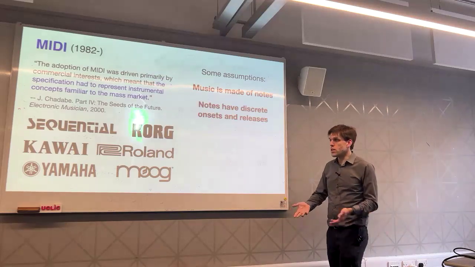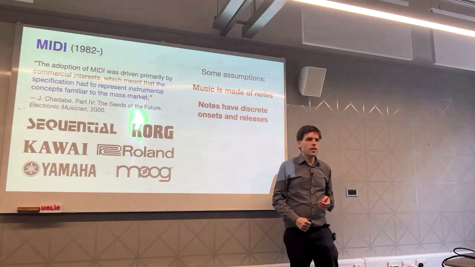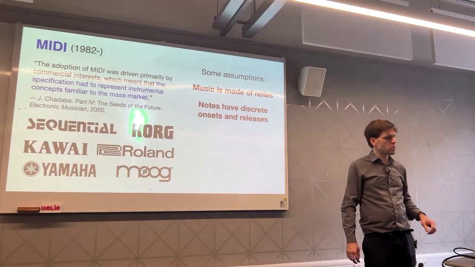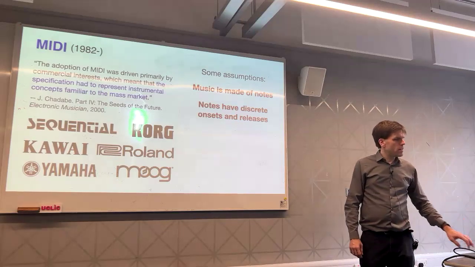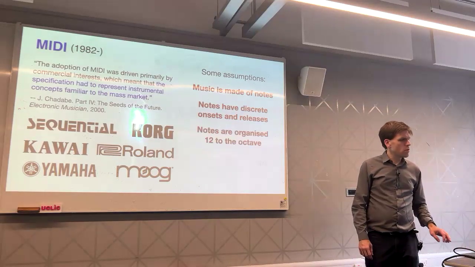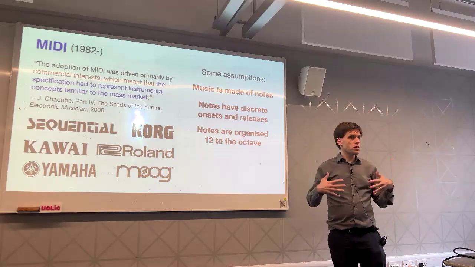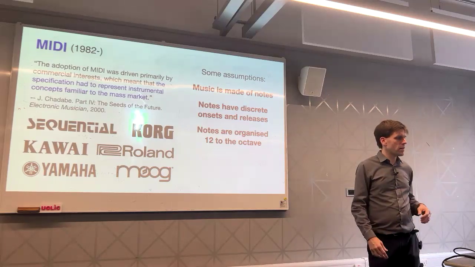The other thing it assumes is that notes have discrete onsets and releases. Again, that works great for the piano and basically no other instrument. It certainly doesn't work for bowed strings. MIDI assumes, for example, that notes are organized 12 to the octave, typically with equal temperament. Again, ideology of the piano imported into digital technology.